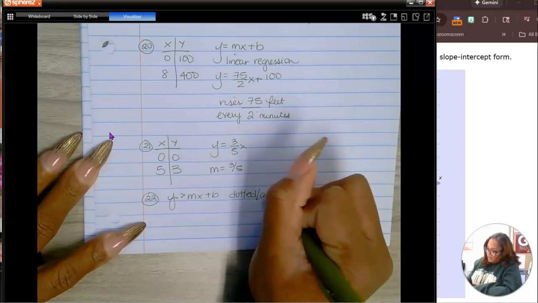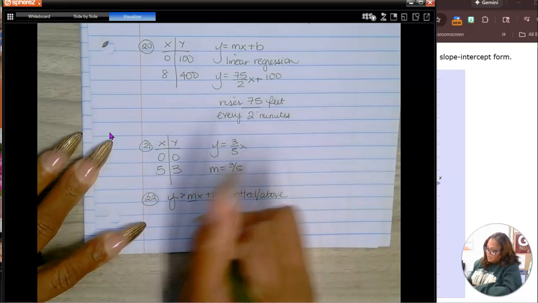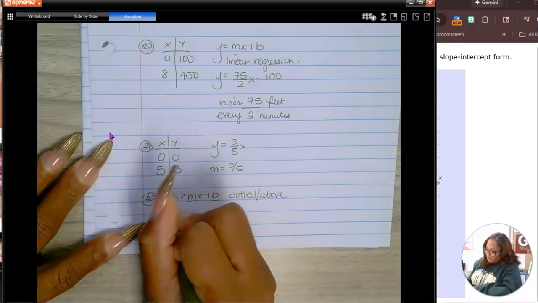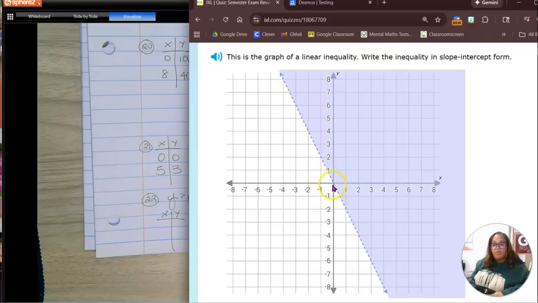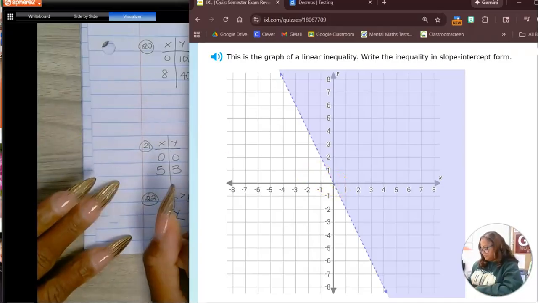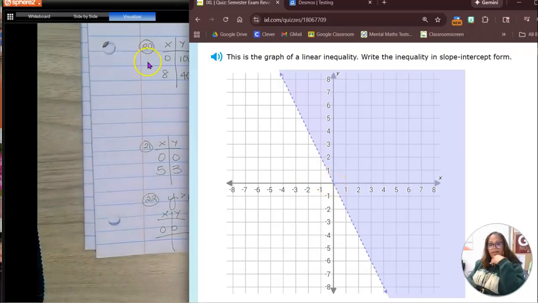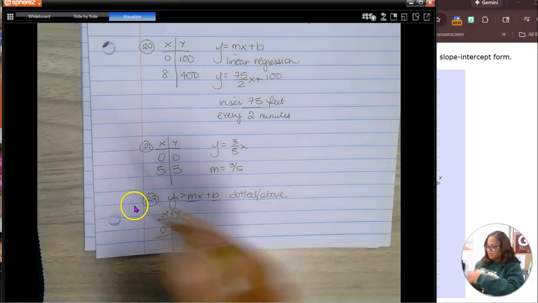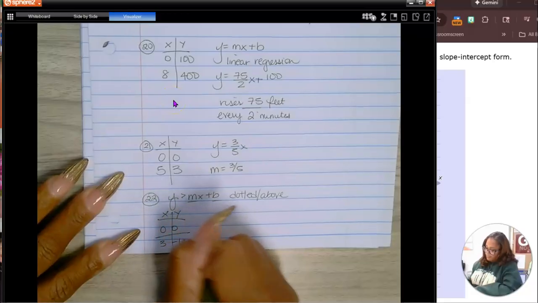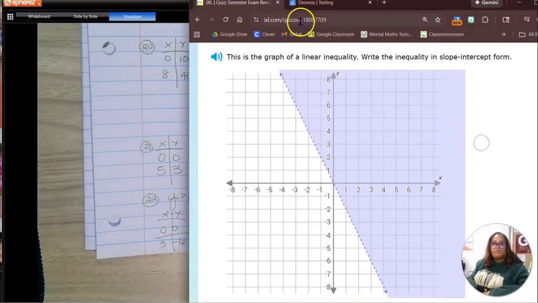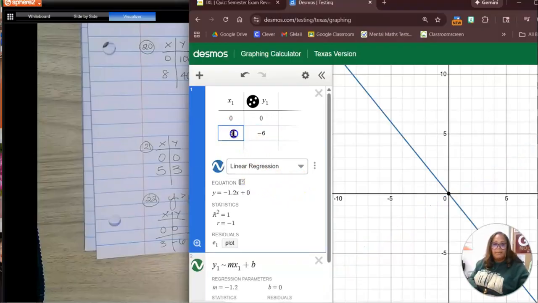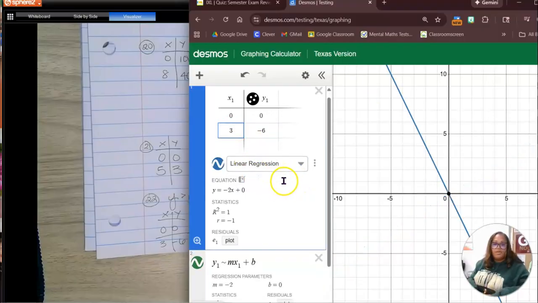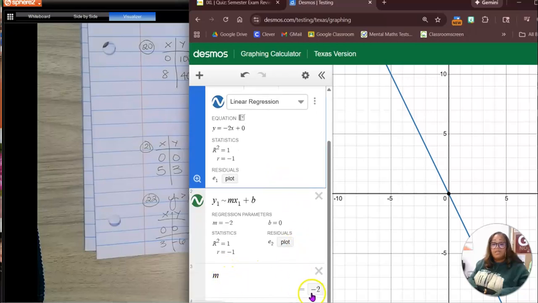And then I just need the mx plus b part by finding friendly points and making a table in Desmos. So the first friendly point, another one, 0, 0. And 3, -6. So go to Desmos. 0, 0 is already there. 3, -6. My slope is -2.